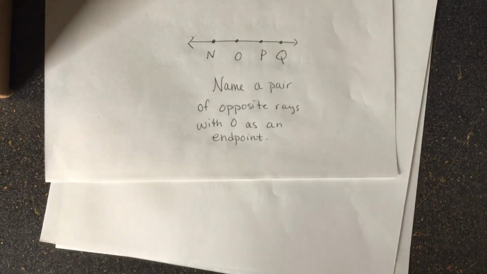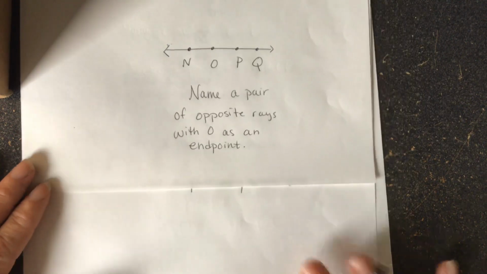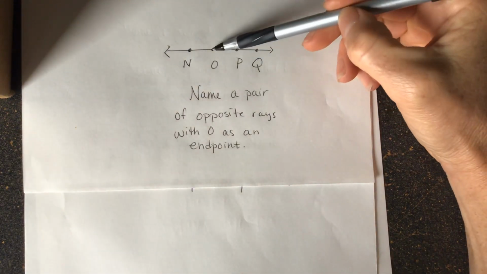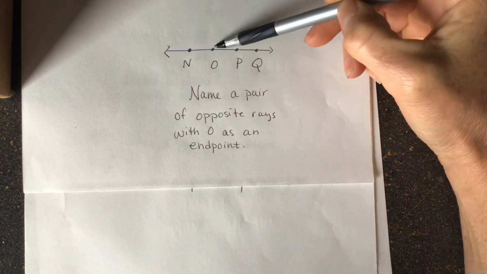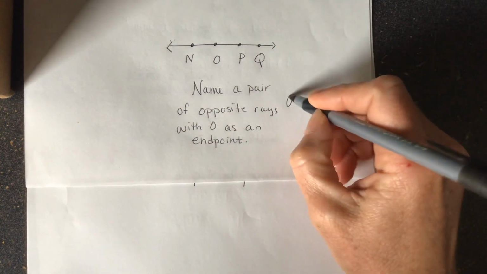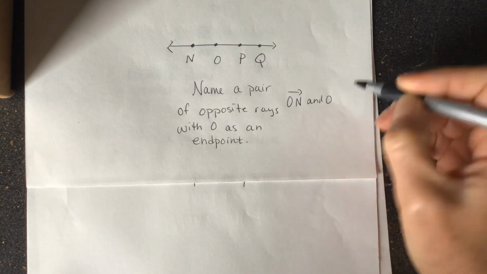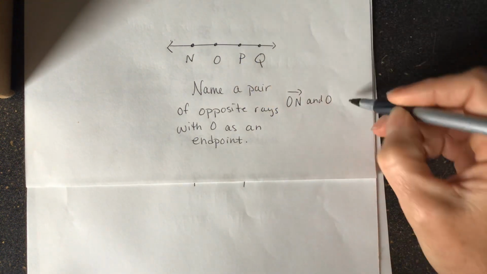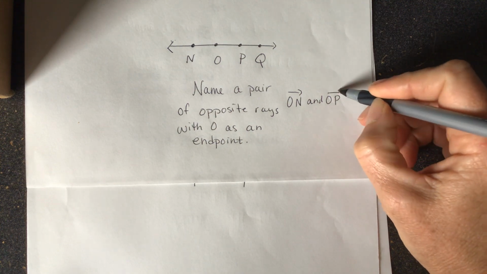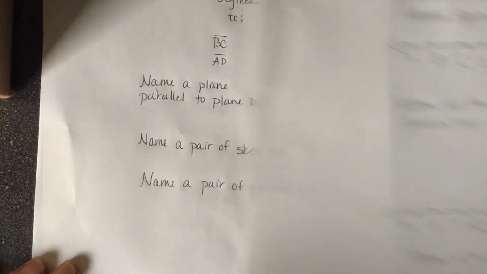Okay, name a pair of opposite rays with O as an endpoint. So here's O. I know one of them goes this way, and I know one of them goes this way. So ON is one of them, and I can say OP or OQ in this direction. I'll just say OP. And there we go.